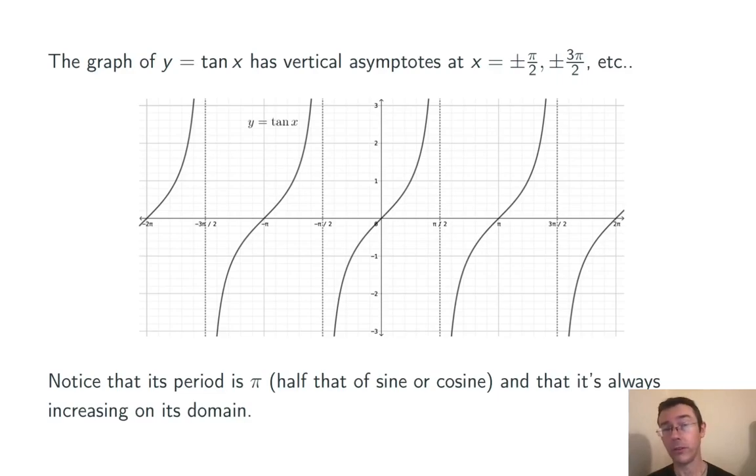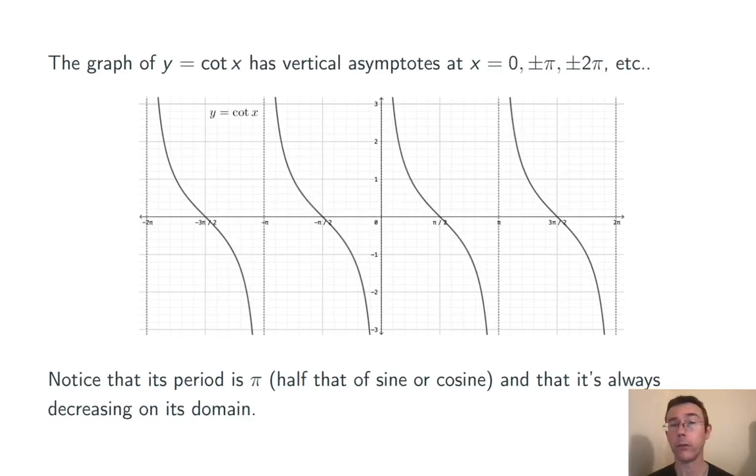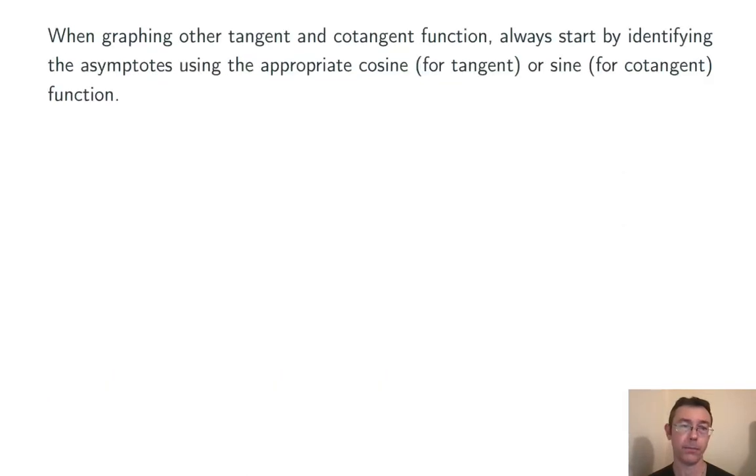Here's the basic graph of y equals tangent of x. As I said on the previous slide, its vertical asymptotes are at plus and minus pi over 2, plus and minus 3 pi over 2, and so on. Notice also that the period of this function is pi, half that of sine or cosine, and that it's always increasing on its domain. Similarly, here's the graph y equals cotangent of x. It has vertical asymptotes at 0, plus and minus pi, plus and minus 2 pi, and so on. Its period is also pi, and it's always decreasing on its domain.